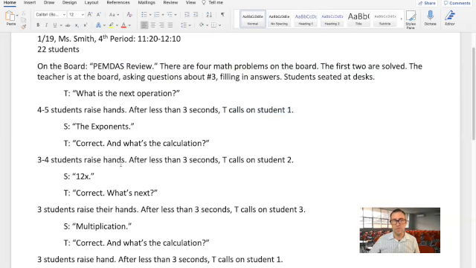Again, 3 or 4 hands are raised. After less than 3 seconds, she calls on a second student. That student gets the correct answer. And again, a follow-up. 3 students raise their hands. Again, 3 seconds of wait time, and a third student is called. Finally, it comes around again, only 3 students raise their hand, and after 1 second, that teacher calls on student number 1. Now, why is all of this important?